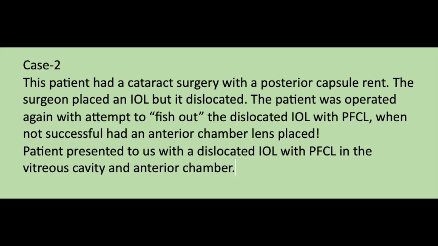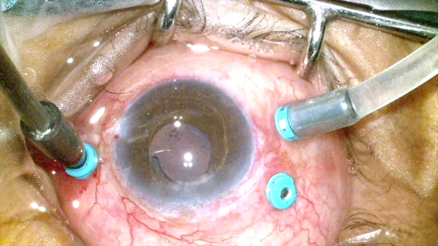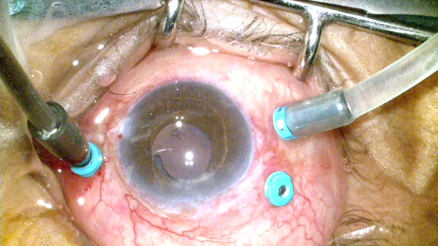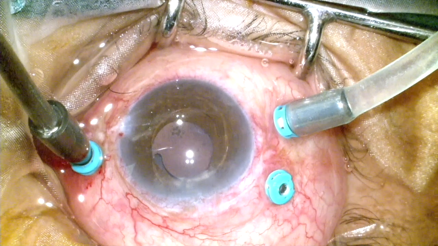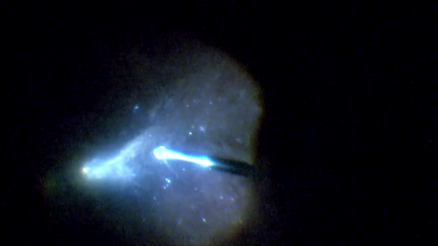Case 2 is about a patient who underwent routine cataract surgery with posterior capsule rent, but an IOL was placed. This IOL dislocated and the patient had already undergone a second surgery wherein an AC IOL was placed. But when patient presented to me, he had PFCL droplets in the AC with a poor view of the fundus.